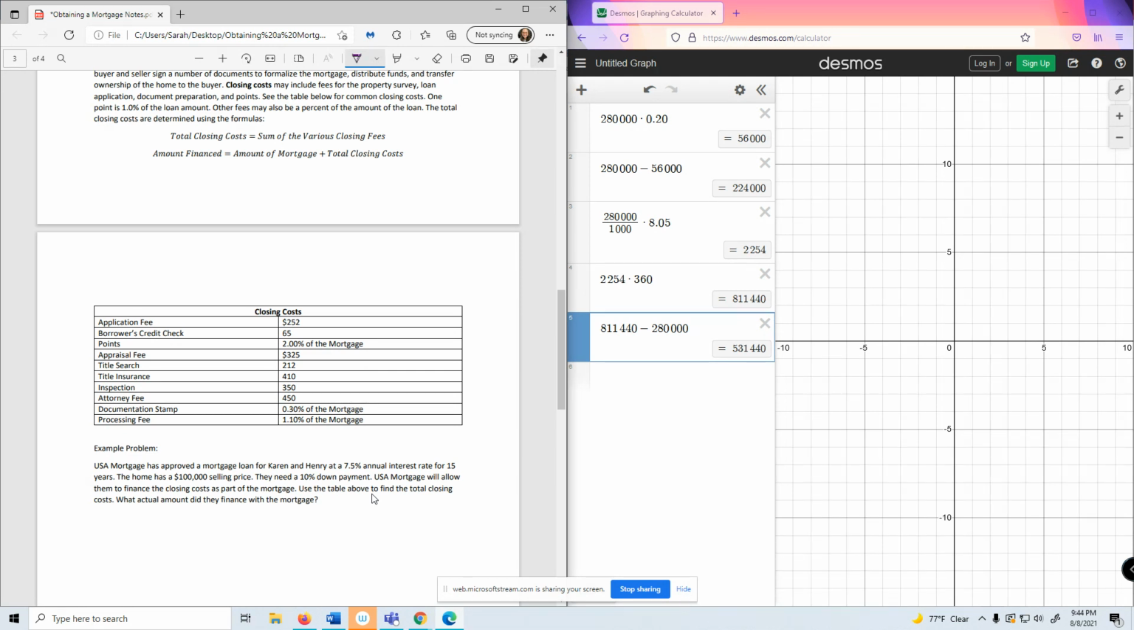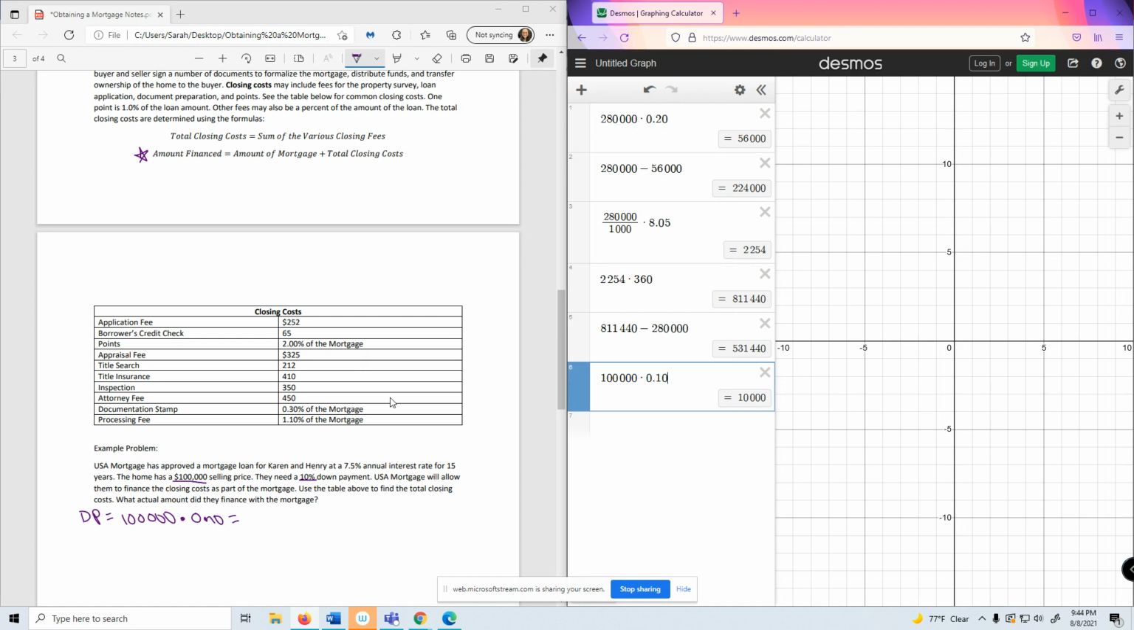So what we're looking for is the actual amount financed, which is eventually going to be this right here, the amount of the mortgage plus all the total closing costs. But we have to take a few steps to get there. First, we need to find the down payment. So the down payment is 10%, but it's 10% of the house's selling price. So to find that down payment, we do the selling price, $100,000, times 10%, which is the same as 0.10 when we write that as a decimal. You might be able to do that in your head, or you can use Desmos.